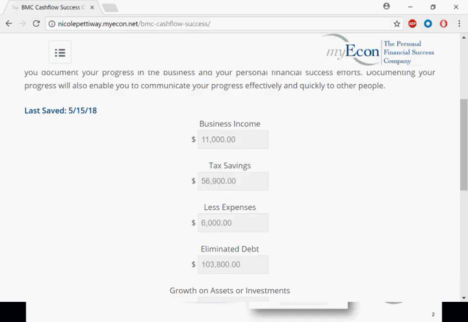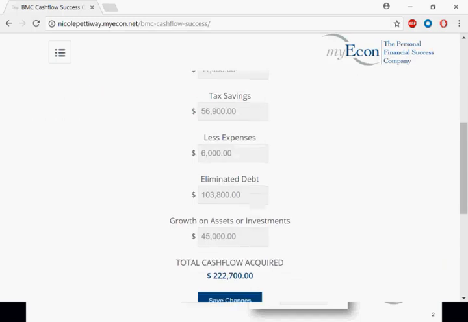So one of the things that I love about myEcon is it forces us to go back and truly dig into our finances and look at where is our money going. And that's a key aspect. And once you start to see that and you start to develop that budget and you understand there's some areas where I can cut some of my expenses, you want to capture those, document them in your cash flow strategies, but also include them here. Eliminated debt, another place that you want to look at. Total debt eliminated.